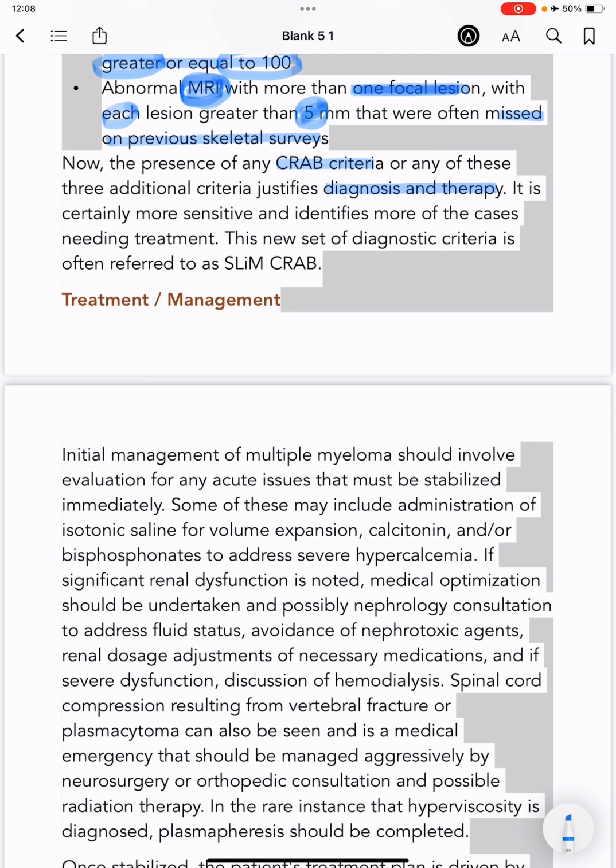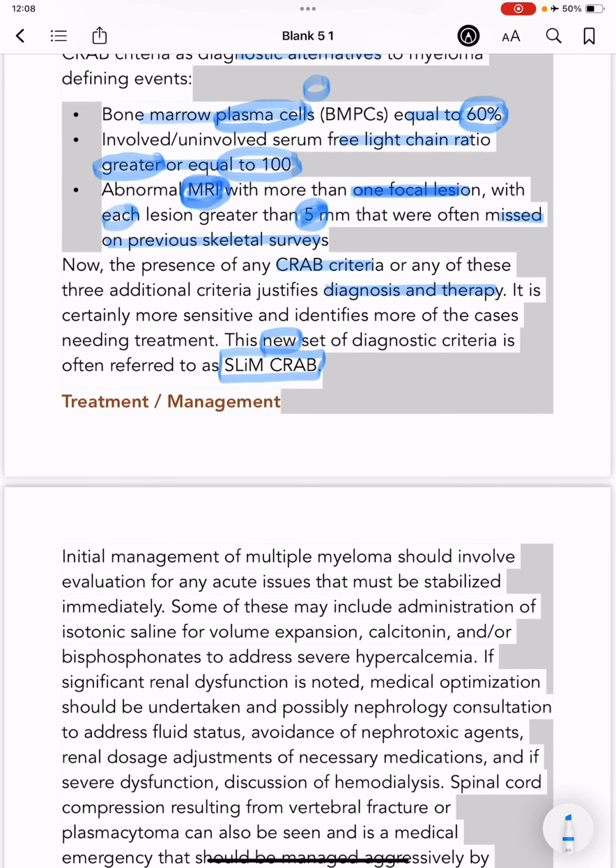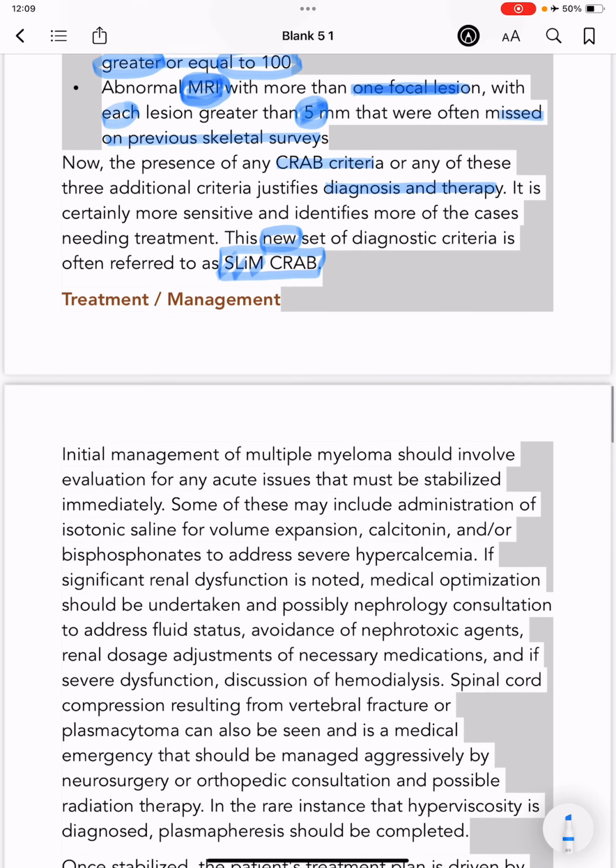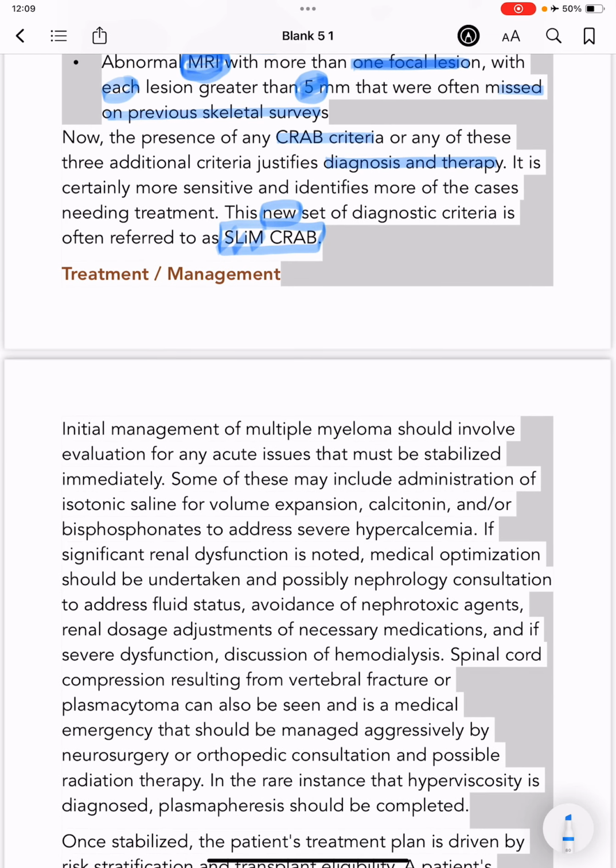So this new set of diagnostic criteria is referred to as SLIM CRAB criteria. In this, you can see the free light chain ratio, the bone marrow plasma cells, and also the MRI. This criteria is certainly more sensitive and identifies more of the cases needing treatment.